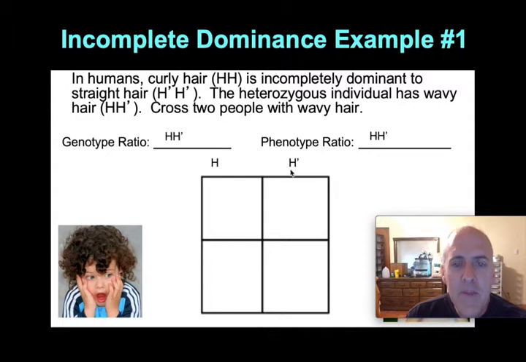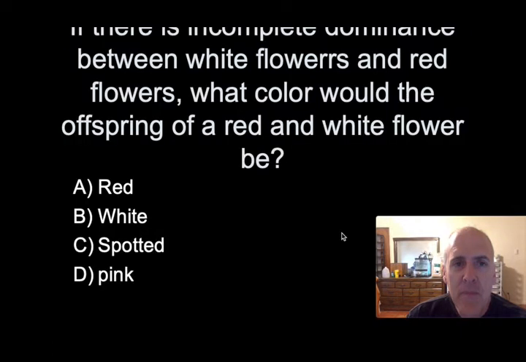So here's one side of the Punnett square, there's the other. We combine them together. You have big H, big H; big H, big H prime; big H, big H prime; and big H prime, big H prime. So, in our ratios, this one, two big H's, is curly. This one, though, big H, big H prime, is wavy. It's a combination between the curly and the straight. So we have one curly, two wavy, and one straight. If there's incomplete dominance between white flowers and red flowers, what color would the offspring of a red and white flower be?